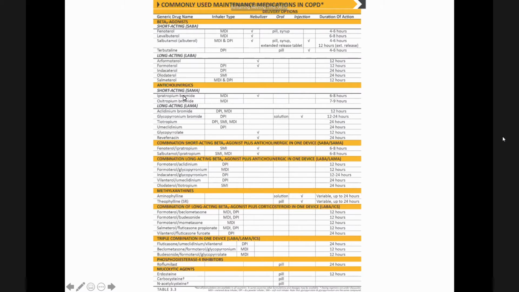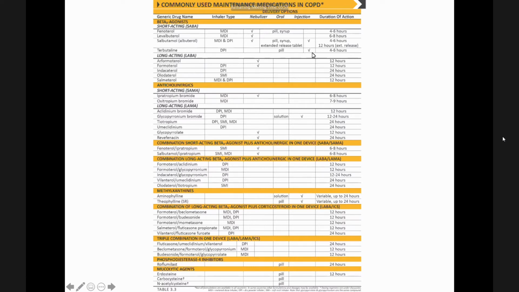SAMAs and LAMAs. The SAMA is ipratropium bromide, which is short acting, and the long acting ones are glycopyrrolate and tiotropium, available here. These are the long actings you use as LAMAs. The combination of short acting beta 2 agonist plus anticholinergic in one device is available, like salbutamol and ipratropium, and formoterol and glycopyrrolate, and indacaterol and glycopyrrolate are also available.